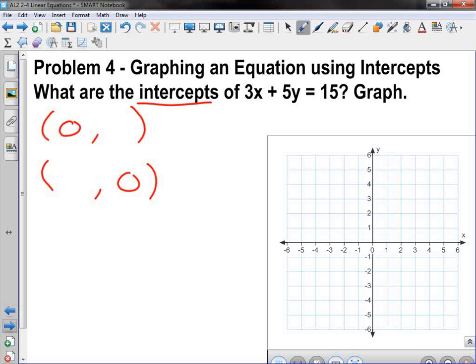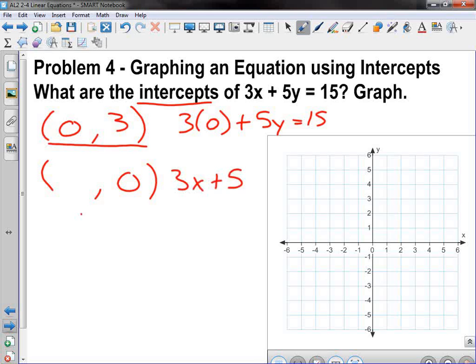If I plug in 0 for x for this top one, I'm going to get 3 times 0 plus 5 times y is equal to 15. So 3 times 0 is 0, 0 plus 5y is just 5y. I get 5y is equal to 15. What's y have to be? 3, right? Pretty easy to see that one. This one here, we're going to do it the other way. So we have 3 times x plus 5 times 0 is equal to 15. What is x going to have to be there? 5, right?